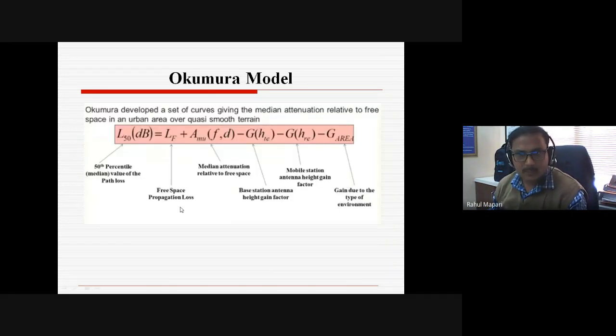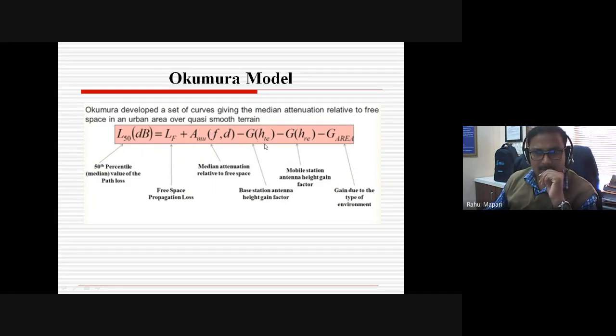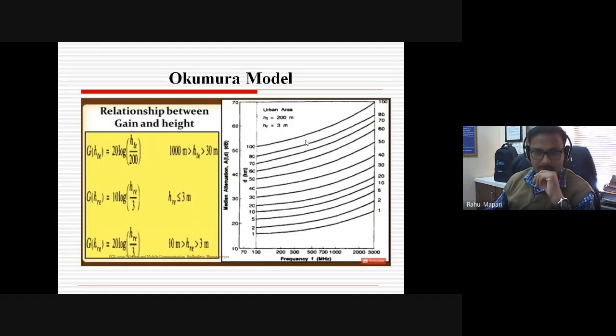Okay, so this part is over. How to calculate this one? Now here the gain of the transmitting antenna and the gain of the receiving antenna have some equations given. So these equations are like this. For transmitting antenna gain, G_hte is equal to 20 log of hte, where hte is the transmitting antenna height divided by 200, and the height is in between 30 meter to 1000 meter.